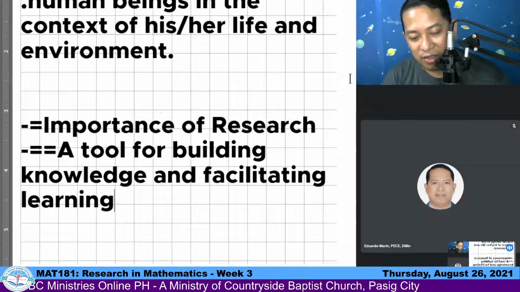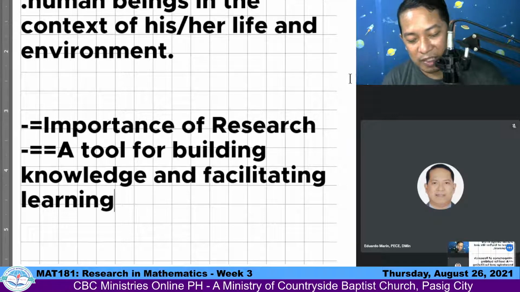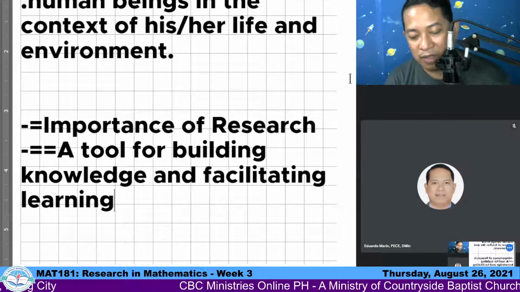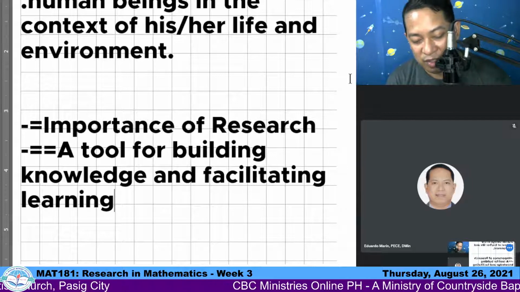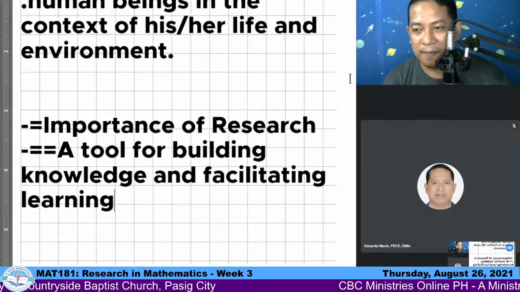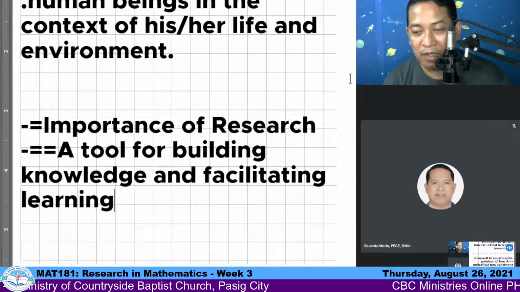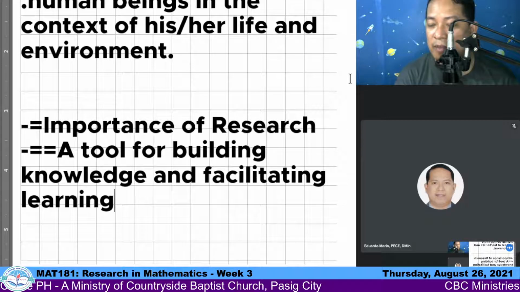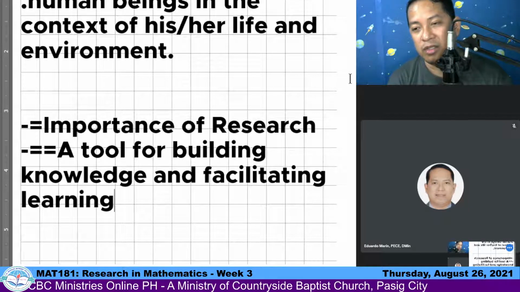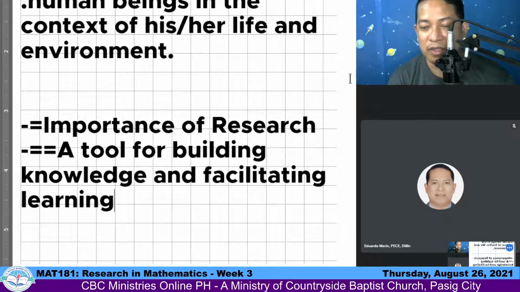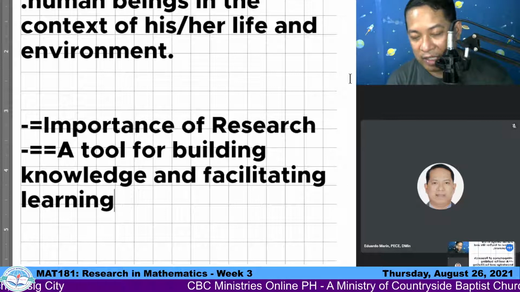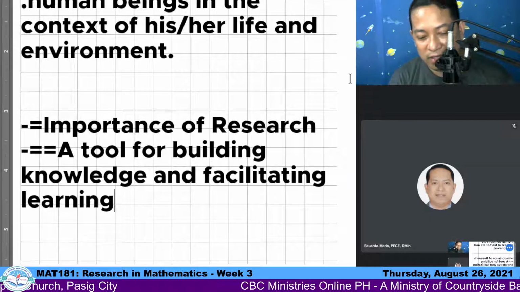So pwede natin magamit yan because we are doing some research. Though it's not formal research, it may still be considered as research because we found out some solutions to our problem. Of course, the purpose of research is to find solutions to our problem, whether that be in the disciplinary or whether that be in practicality or in other things as well.